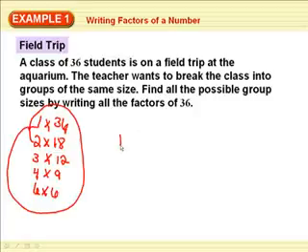I start, 1 goes into every single number. 1 is a factor of every number. So I start with 1 and 36 and I leave some room in between them. Then I just work my way up the numbers, and I'm also going to remind you guys of this little thing called divisibility.